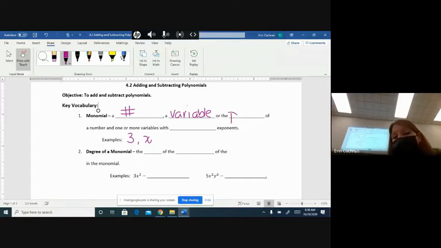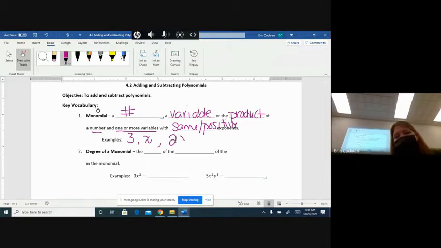Or it is the product of a number and one or more variables with the same exponents. Actually, same positive exponents. That's the main word I wanted to look for, positive exponents. We haven't learned negative exponents, only positive exponents. Okay, so let me ask you, what's product mean? Answer to a multiplication problem.